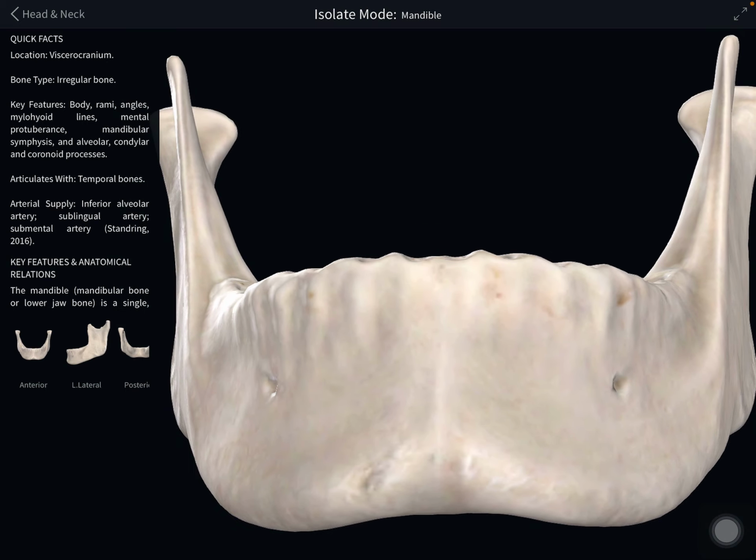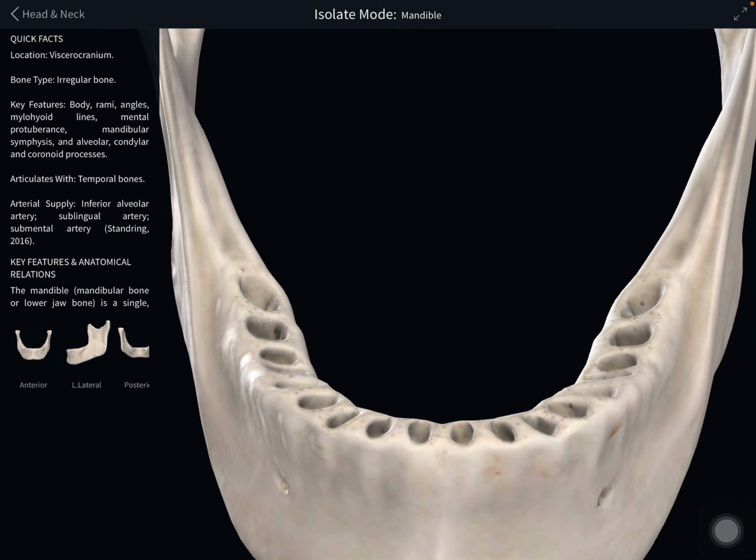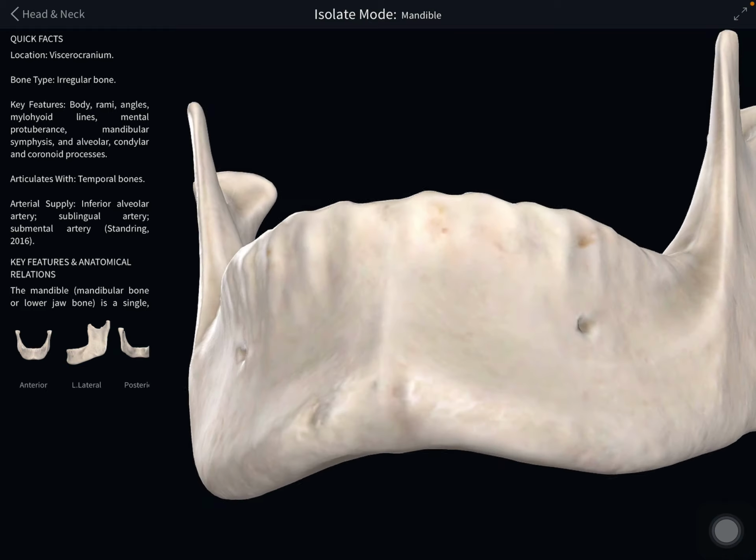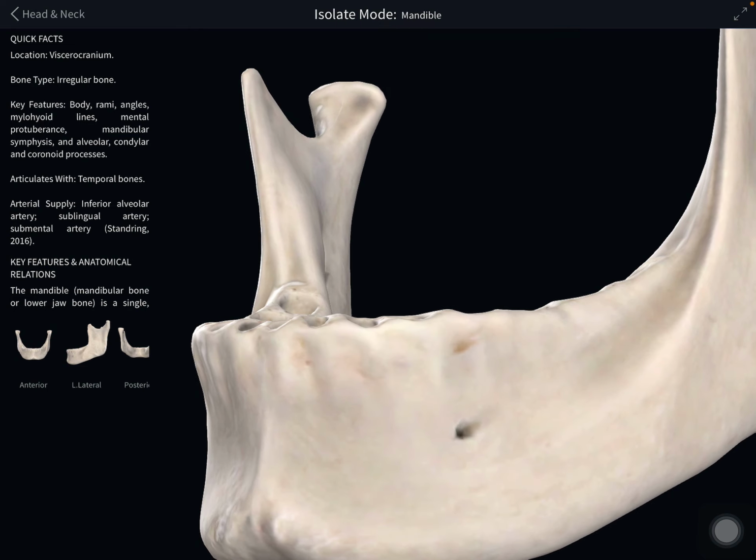The upper surface of the body of the mandible bears the alveolar process of the mandible, which anchors the lower teeth, and on its external surface you can see the mental foramen, which gives way to the mental nerve. So that is the mental foramen, posterior to the mandibular symphysis.